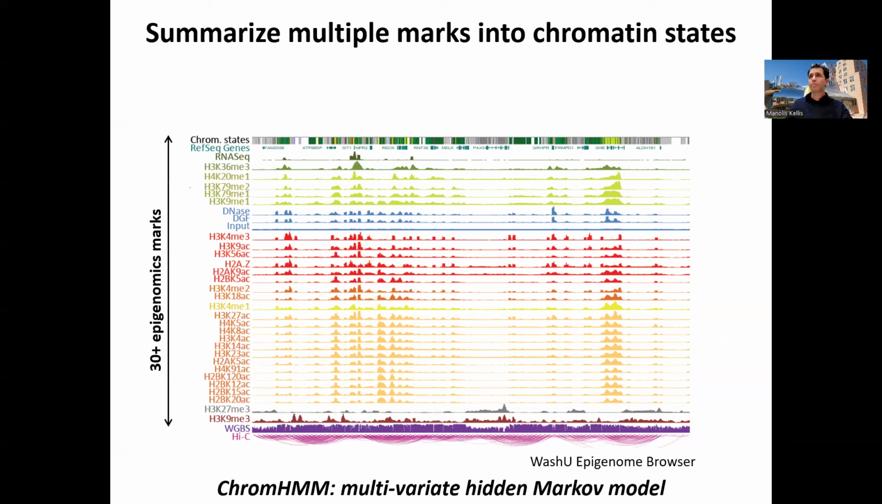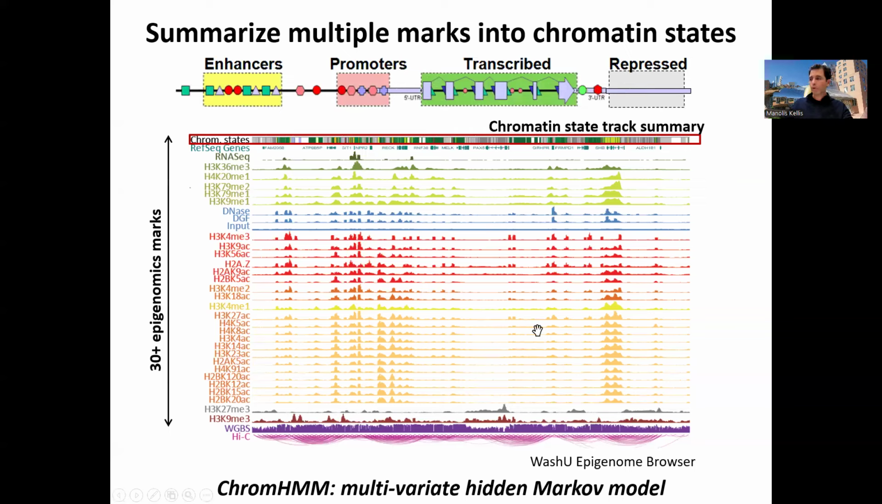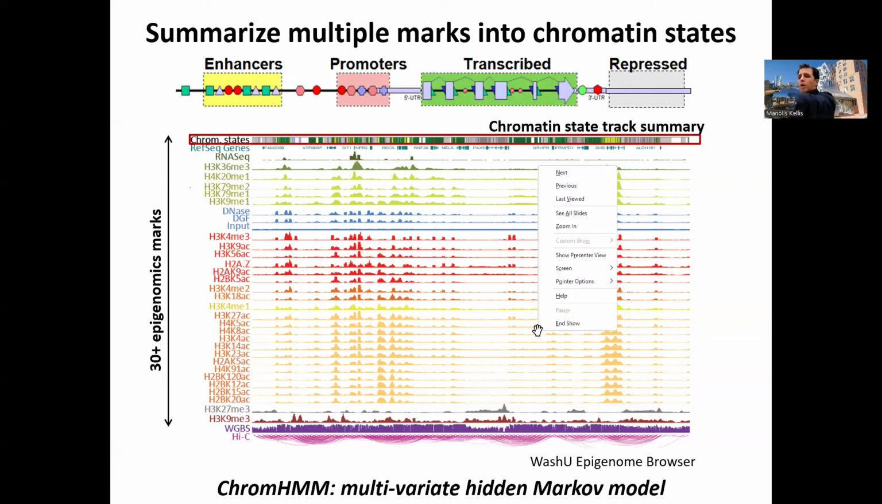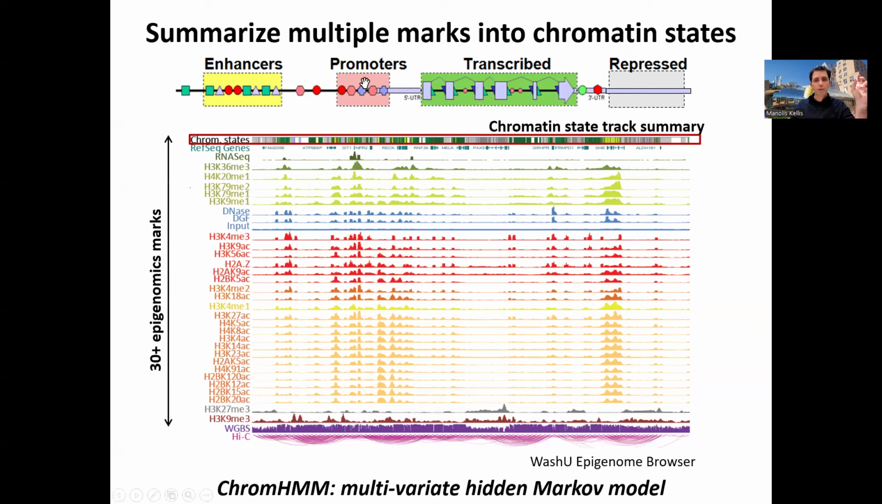Everybody with me here? Awesome. Good. So ultimately, what we want to know is what are enhancers, promoters, transcribed regions, repressed regions. Promoters are basically the regulatory regions that surround the transcription start site. Transcribed regions, repressed regions, you understand.